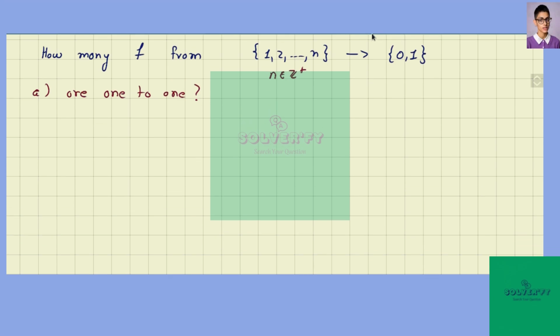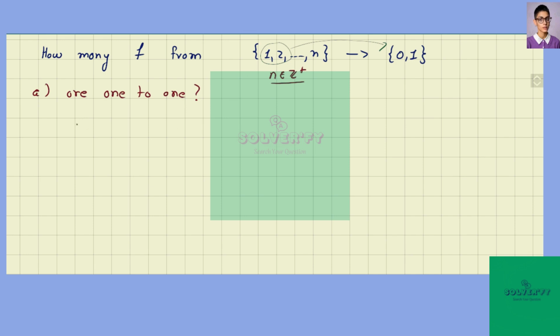Hello there. In this exercise, we need to count how many functions there are from the set {1, 2, ..., n}, when n is a positive integer, to the set {0, 1}. Okay, so we need to count how many of these functions are 1 to 1. If the function is 1 to 1, that means that all the elements here are assigned to only one element on the target set, or on the range of the function.